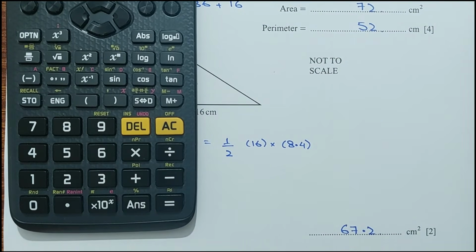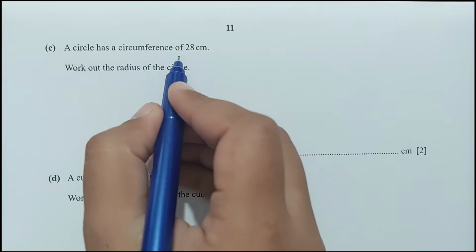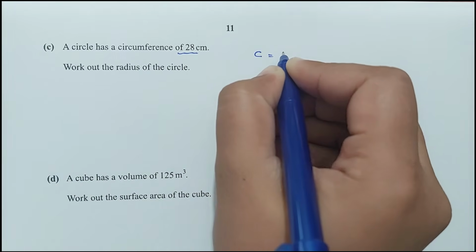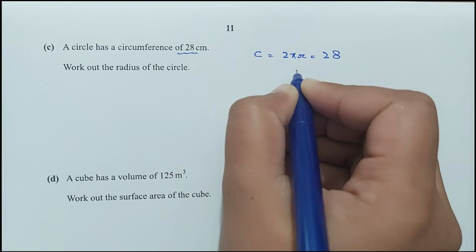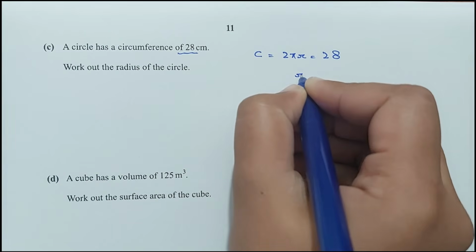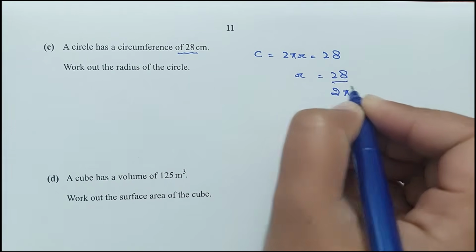All right. Now for part C, a circle has a circumference of 28 centimeters. Circumference is 2 pi r, which is 28. So if I work out the radius, the radius is 28 divided by 2 pi. Right.